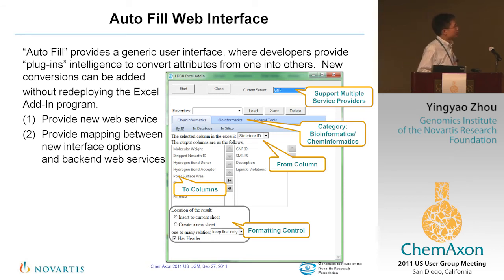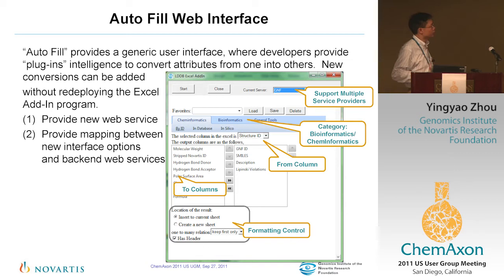First, you can choose which server you want to use, because GNRF is just one of the groups within Novartis. There can be other groups that provide their own service. So the user can choose which server they want to use. Once you choose a server, the add-in will automatically ask the server to get all the registered web services. It understands all the web services, what they can convert, going from what column to what attribute. And based on that information, it automatically generates this GUI interface, right?